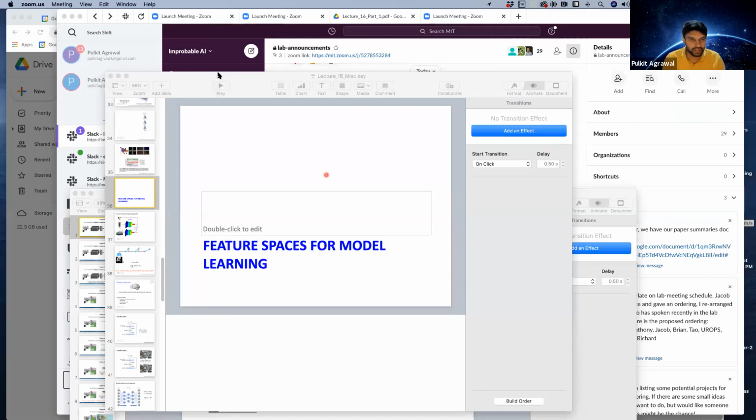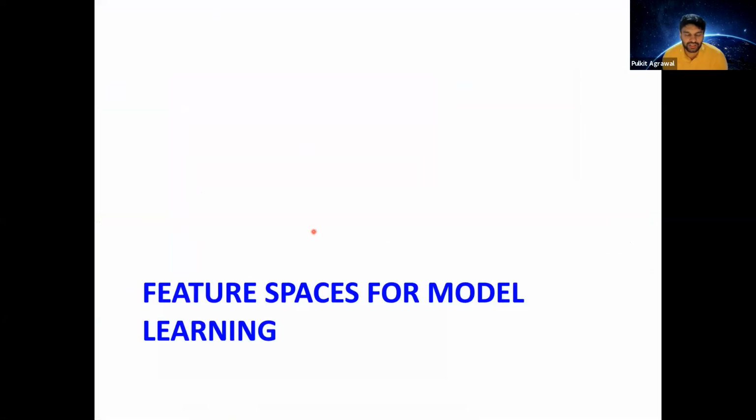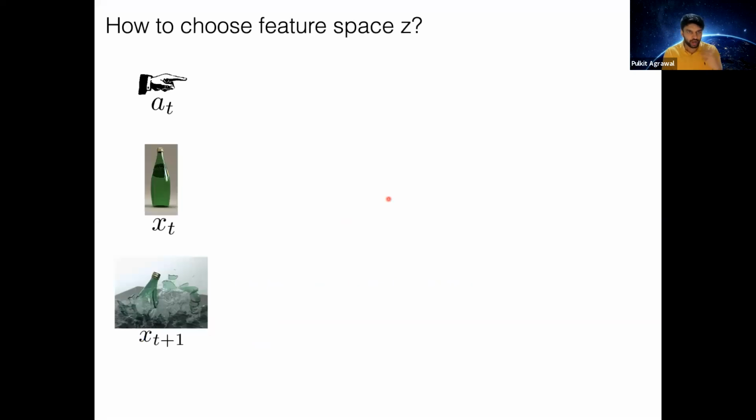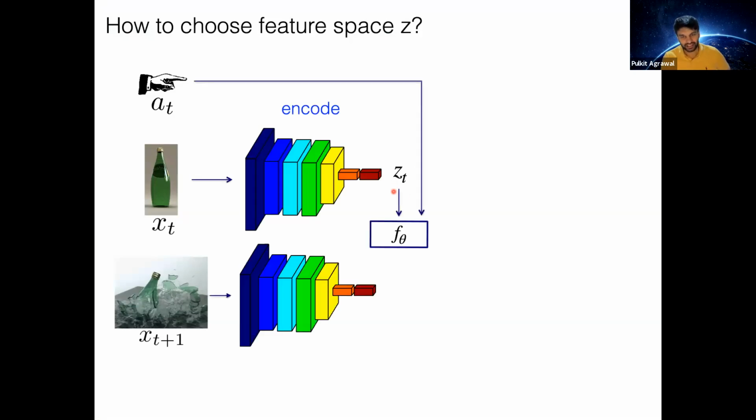Okay, so let's resume. So we left off at this question of feature spaces for model learning. Now, if you recall, we talked about forward models and we talked about having some feature space Z, and we can make a prediction about the future in this feature space Z. And the question is, what does this feature space Z need to be? And how do we use this feature space Z?